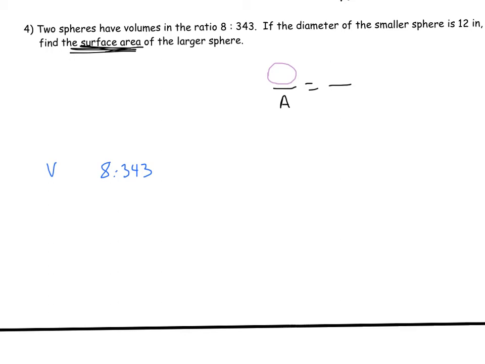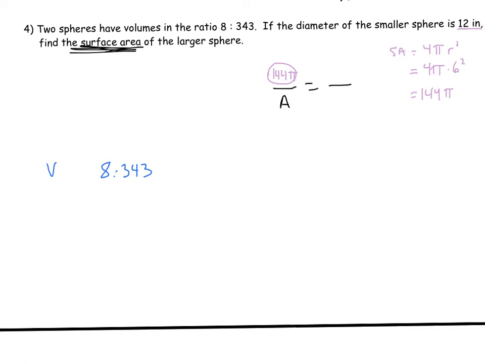We're given the diameter of the smaller sphere is 12 inches. So surface area I know to be 4 pi radius squared for a sphere, which is going to be, in this case, 4 pi times, don't forget to take the diameter and divide it by 2, 6 squared. 36 times 4 is giving me 144 pi for my surface area of my smaller sphere. That's my one ratio.